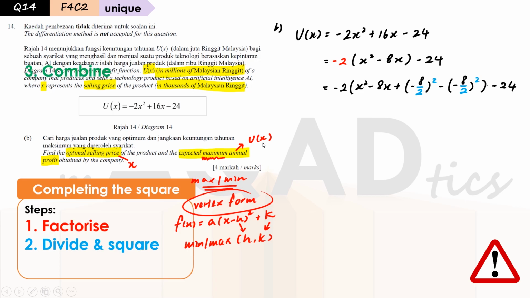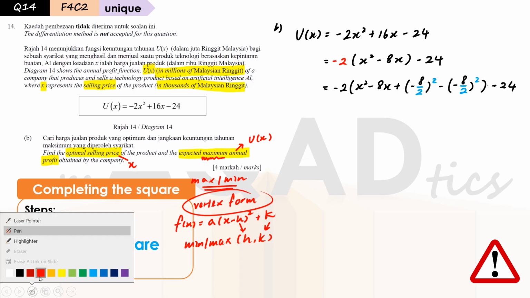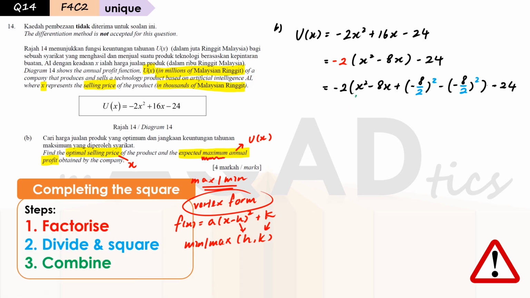And now the third step is to combine. So what we mean by combine is we are going to combine the first three values that have a square, which is x squared, x, and negative 8 over 2, which is negative 4. Right, so for the next part, here in the bracket, it will be (x minus 4) squared.